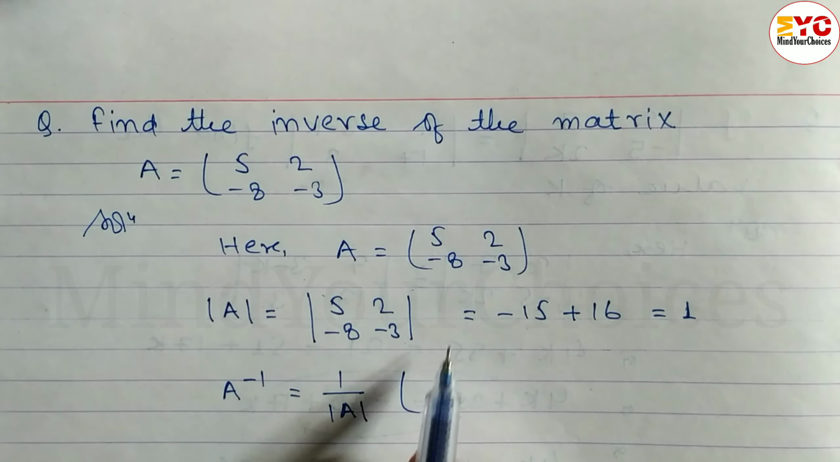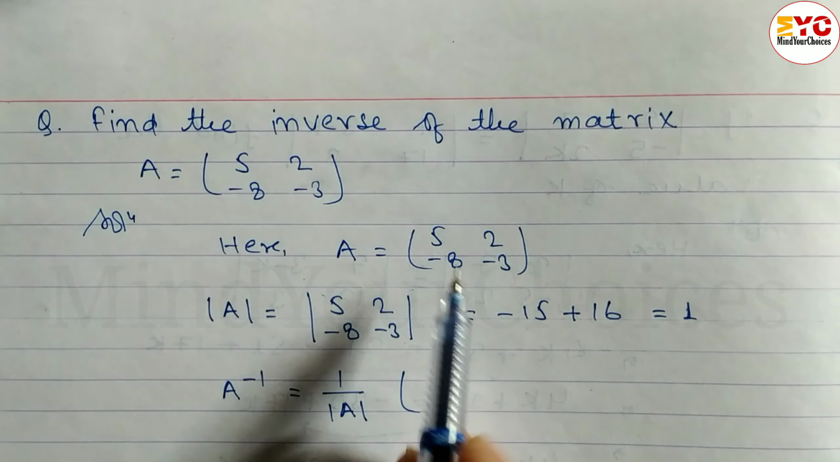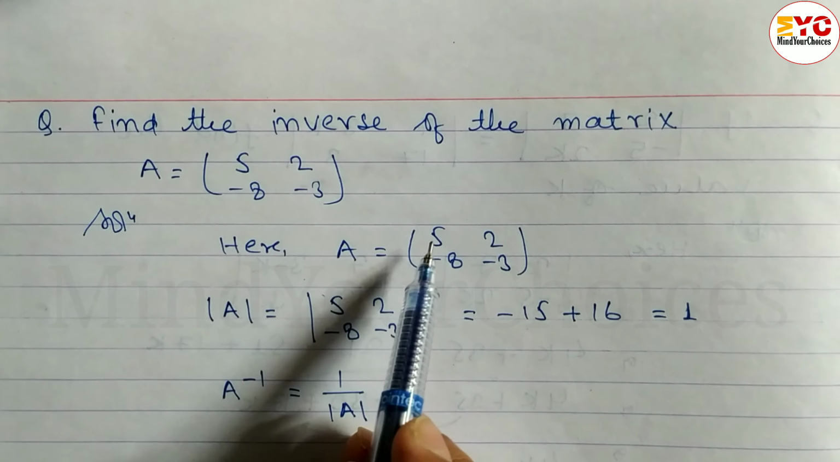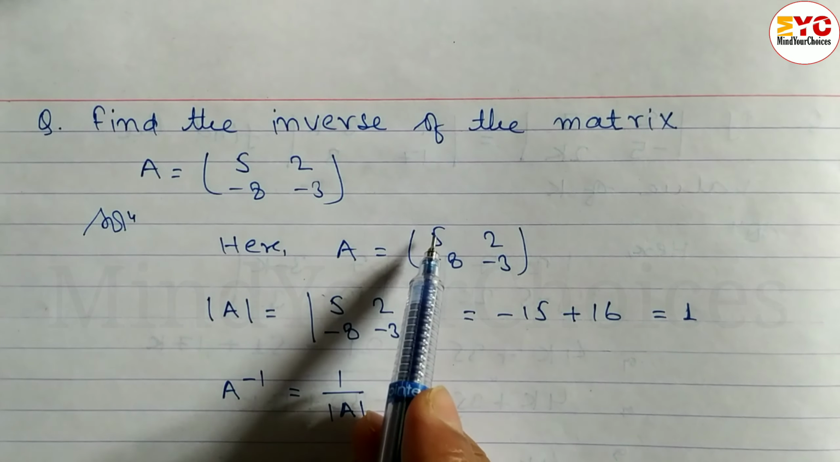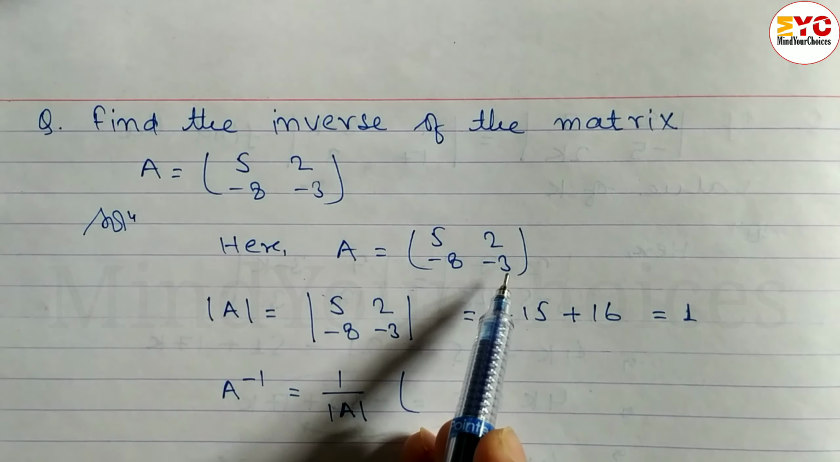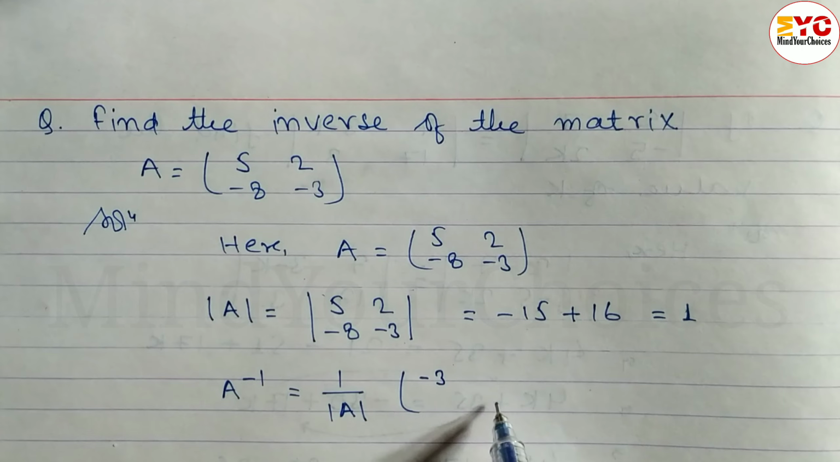And then we can write it directly, or otherwise we can write D, minus B, minus C, A. Or you can do one thing. I will teach you here how to write it directly. Just interchange the main diagonal elements. In the place of 5 you have to write minus 3. In the place of minus 3 we have to write 5. So minus 3 here and 5 here.